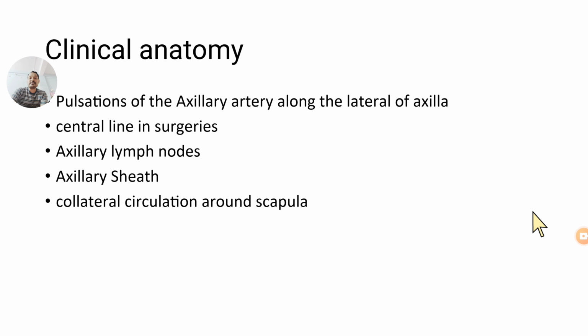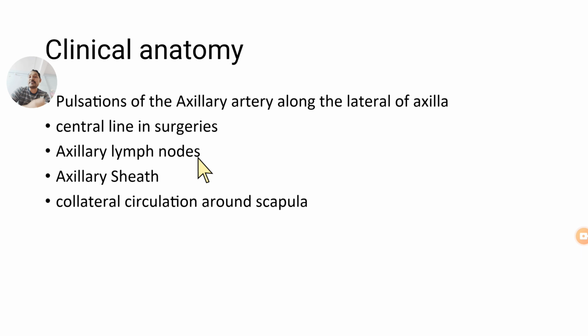You can feel the pulsations of the axillary artery along the lateral wall of the axilla. What did I say? In the lateral wall of the axilla, because of the firm support of the humerus, you can feel the pulsation of the axillary artery. And central line for many of the important surgeries is put through the axillary artery, because you don't want the cannulas to come out at crucial junctures in a surgical procedure, where you may land your patients in trouble.